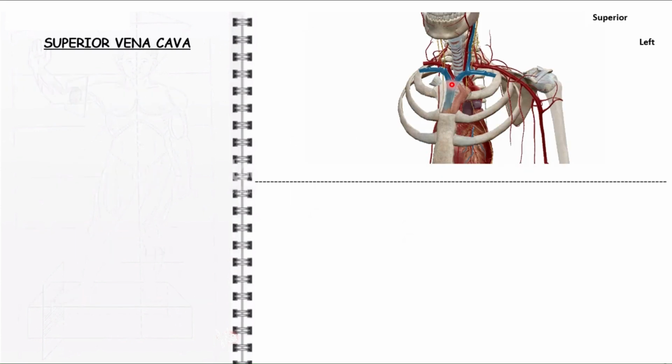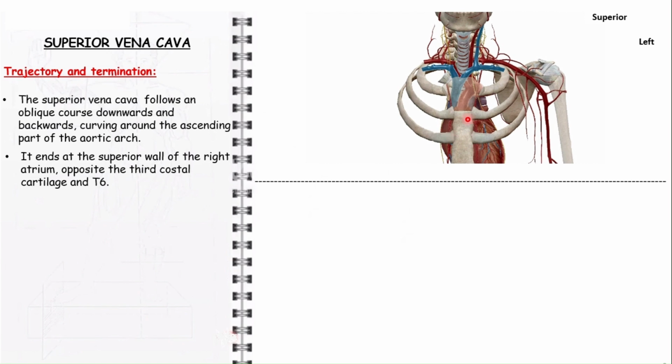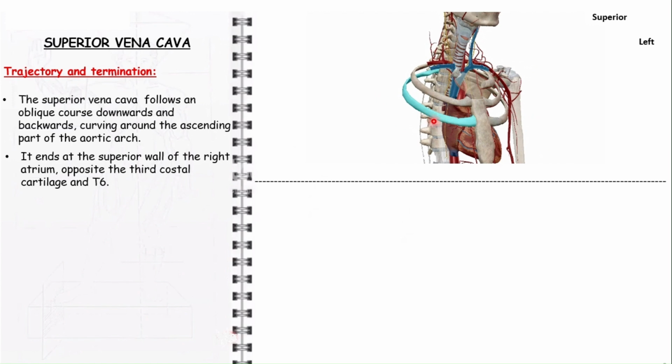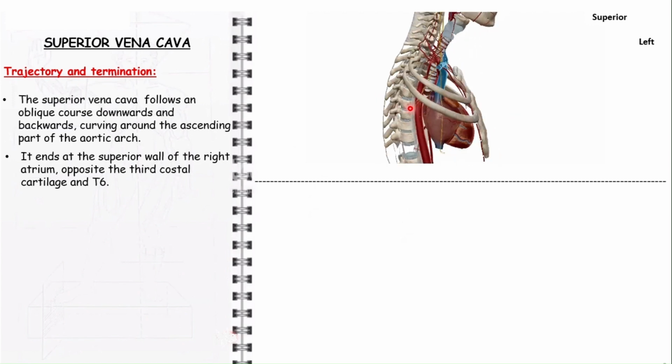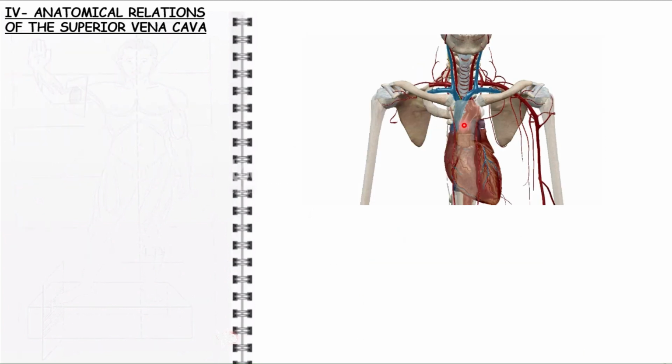Let's now detail the superior vena cava. The superior vena cava follows an oblique course downwards and backwards, curving around the ascending part of the aortic arch. It ends at the superior wall of the right atrium, opposite the third costal cartilage, and at the level of T6. The superior vena cava has a length of 6 to 8 centimeters and a width of 20 to 25 millimeters. Let's explore now the anatomical relations of the superior vena cava.